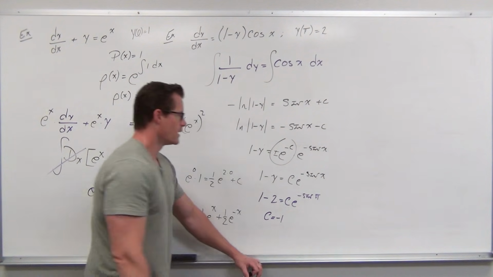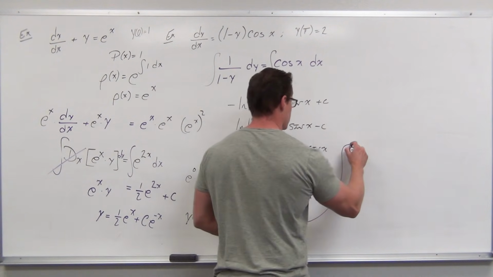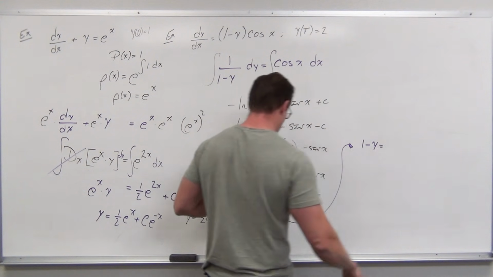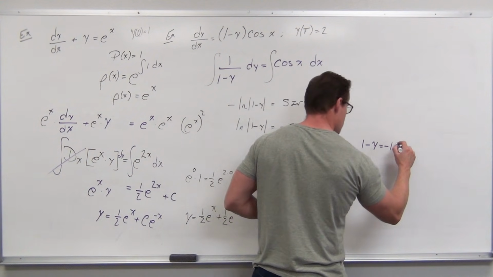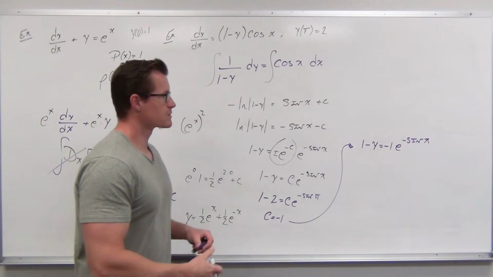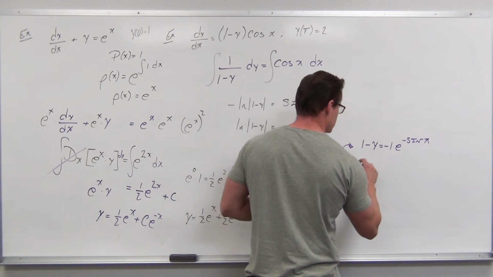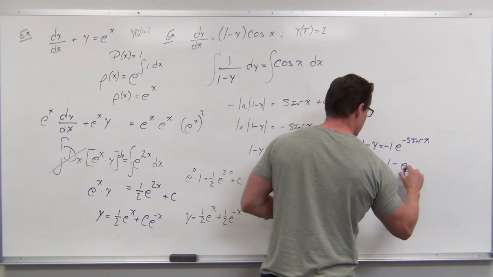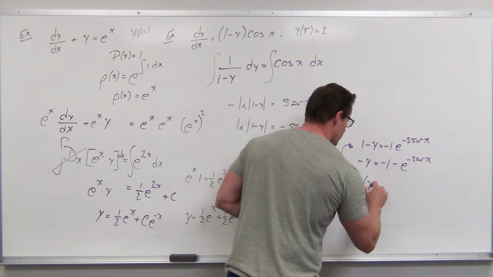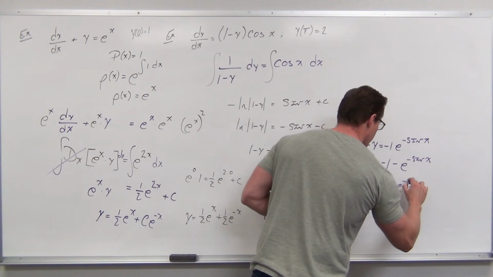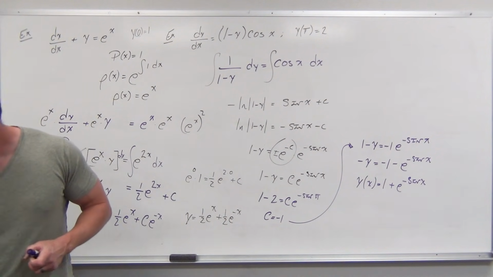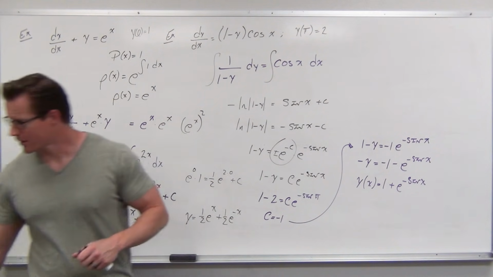C equals negative 1. And when we put that back up here, we would get 1 minus y equals negative 1 e to the negative sine x. Let's subtract 1. And if you divide everything by a negative, we get y equals 1 plus e to the negative sine x. That's not that bad. That wasn't a whole lot of work.